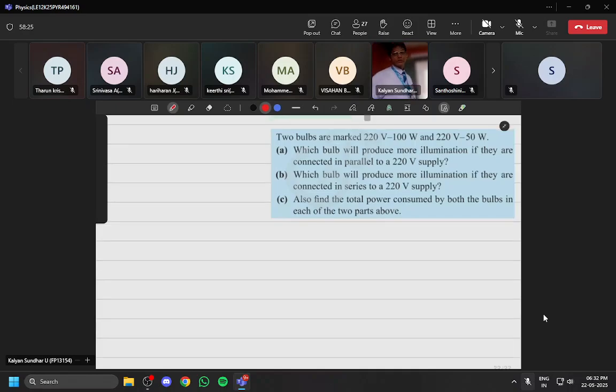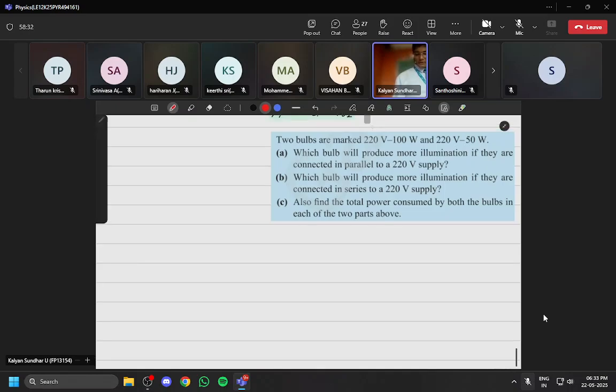Right sir. Here, for the two bulbs, the mark 220 volt is your V0 value, and this is your P01 value, right? Similarly for the second bulb, they have given P02, V0. Now they are asking which bulb will produce more illumination. So who will glow brighter if they are connected in parallel to 220 volts, the first bulb or the second bulb? So for this, the first bulb will be the correct answer.